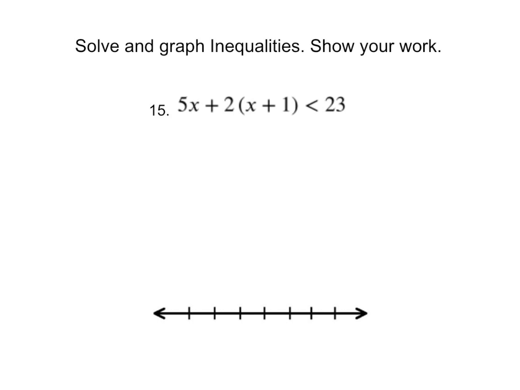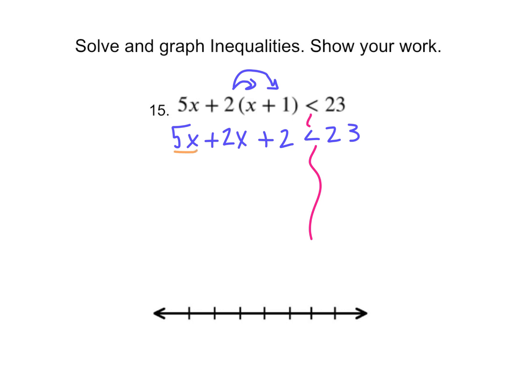Okay, there's those parentheses again. We're going to use that distributive property. 2 times x is 2x, and 2 times 1 is 2. And then bring everything else down. Okay, I'm noticing on the left, I have 5x plus 2x. I can simplify that. That becomes 7x. I'm not using inverse operations because they're on the same side of the inequality.